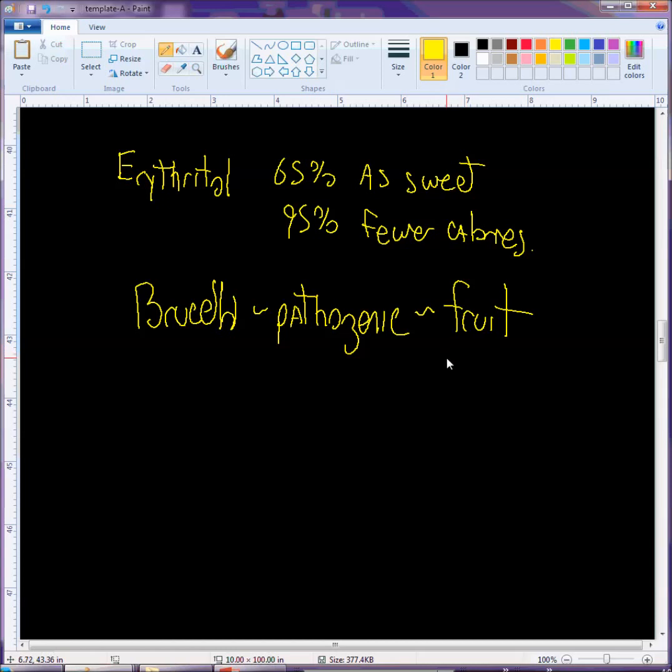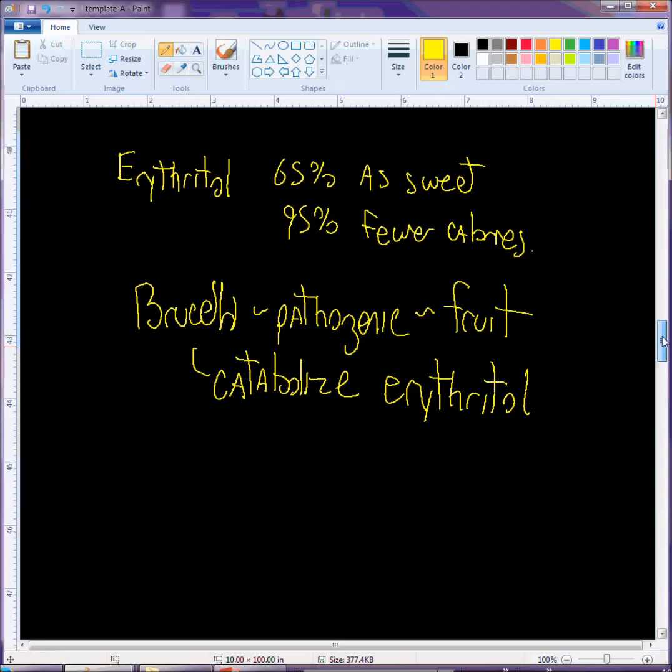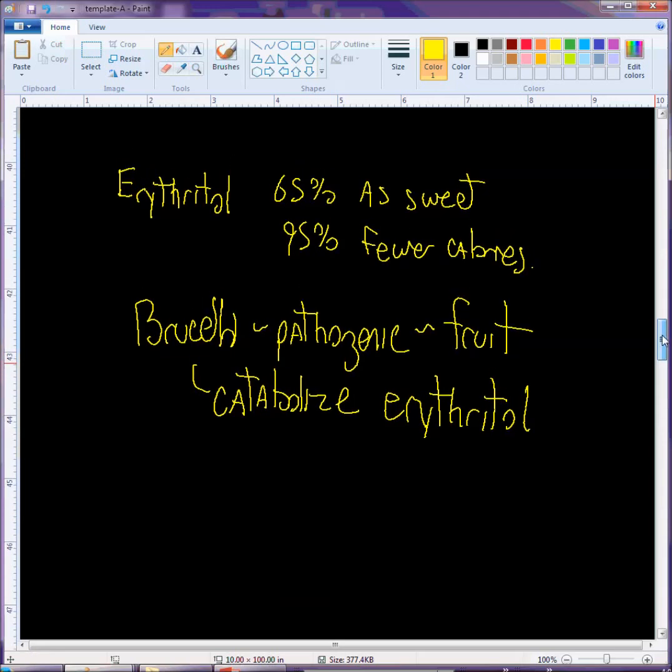So, pathogenic Brucella strains that catabolize erythritol contain 4 closely spaced genes. So Brucella catabolize or break down erythritol. So it must use this as a carbon source, as a sugar. So it eats erythritol. And it's probably going to be like the lac-operon here. So let's take a look. 4 closely spaced genes all involved in erythritol metabolism.